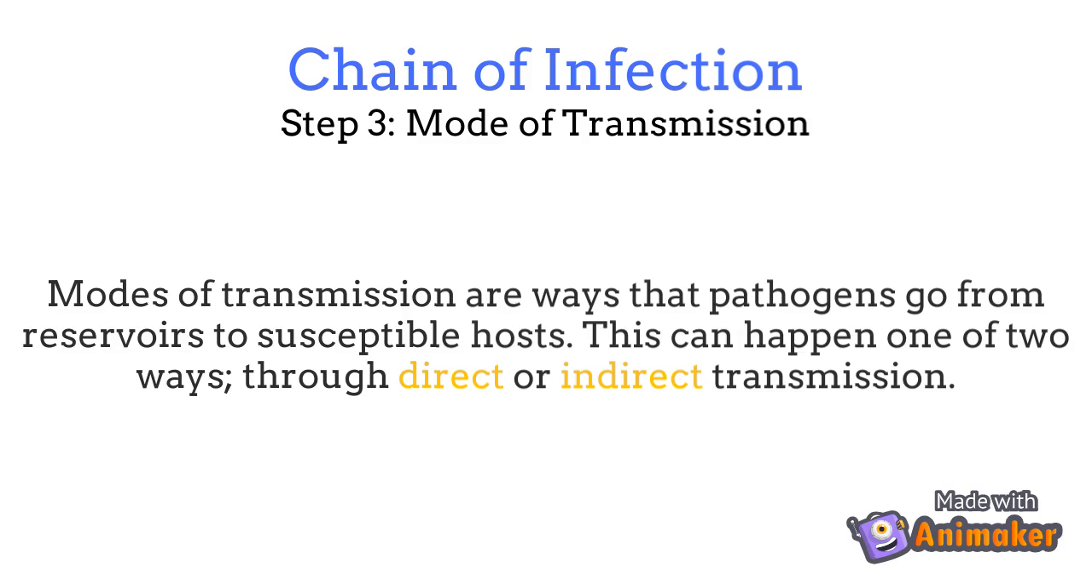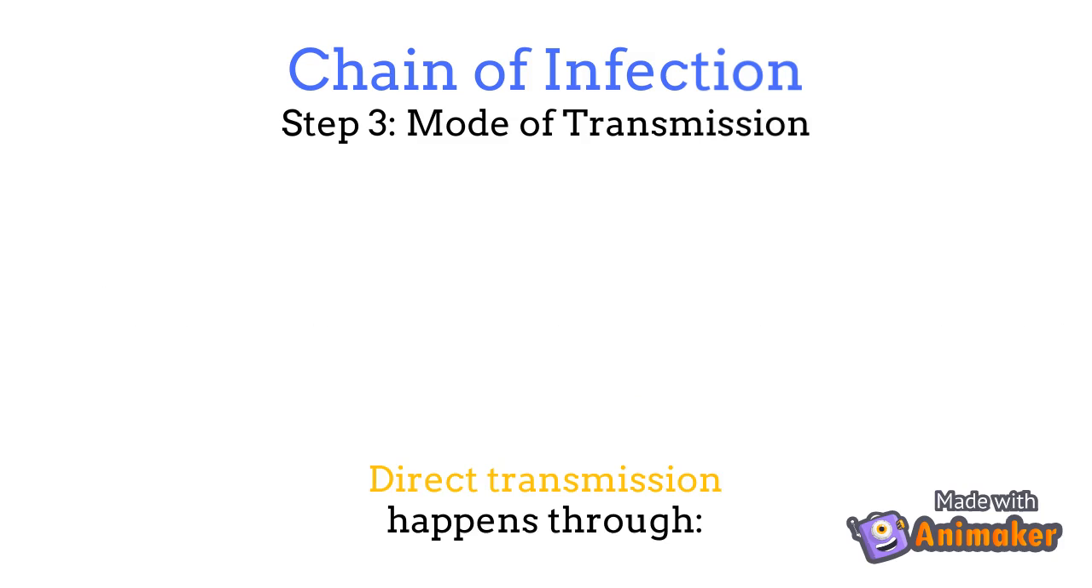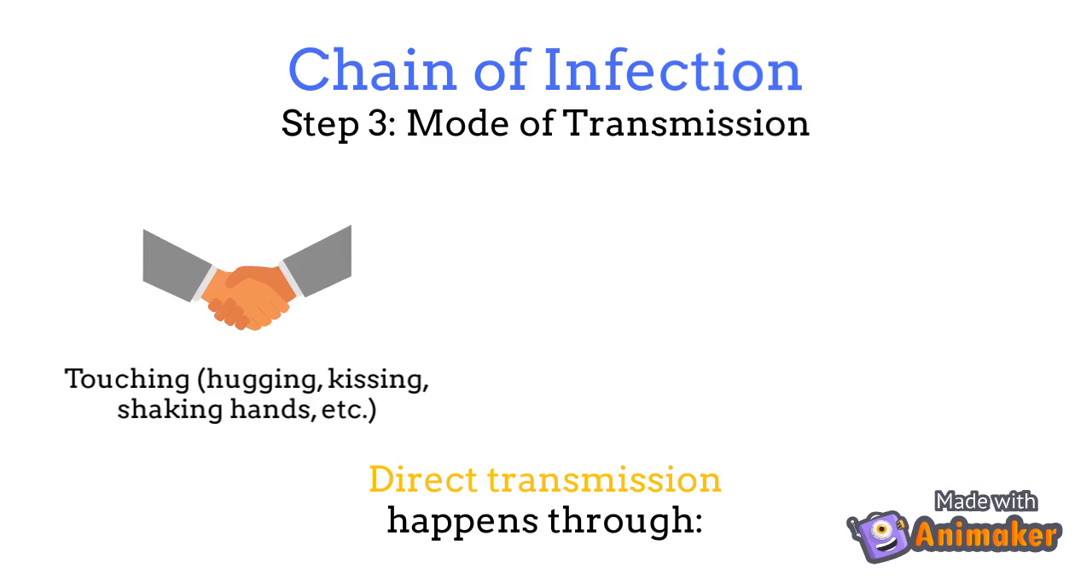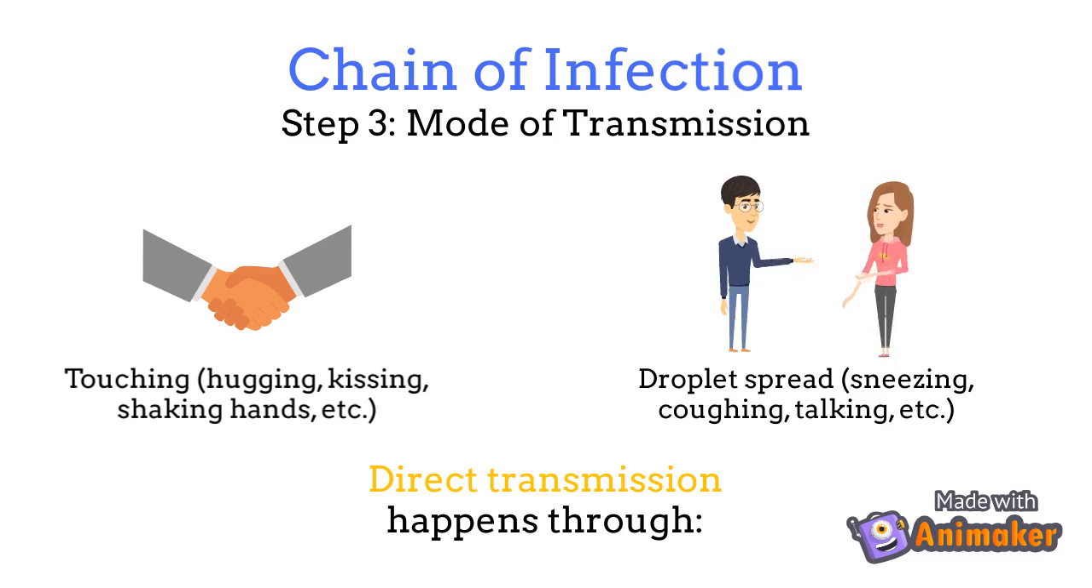Step 3. Mode of transmission. Modes of transmission are ways that pathogens go from reservoirs to susceptible hosts. This can happen one of two ways, through direct or indirect transmission. Direct transmission happens through touching or droplet spread.